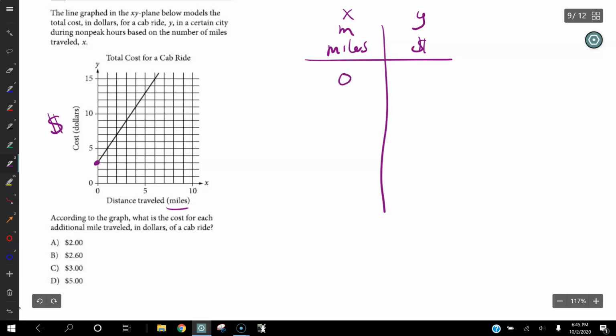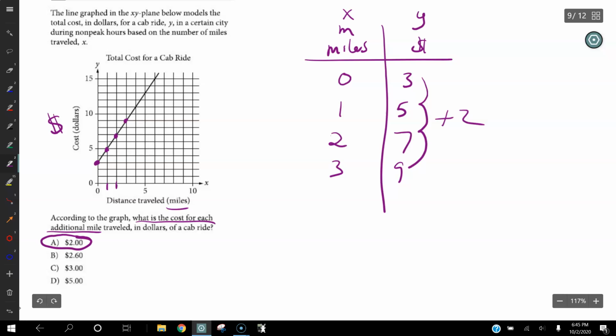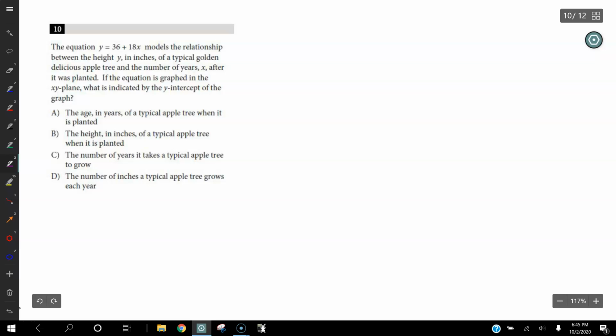It looks like, so for 0 miles, they charged $3. Well, right here at 1 mile, it went up to $5. And at 2 miles, we're up at $7. And at 3 miles, we're up here at $9. So it looks like, what is the cost for every additional mile? It looks like every additional mile, it's going up by $2. So the correct answer here is A. Number 10, we have an equation y equals 36.